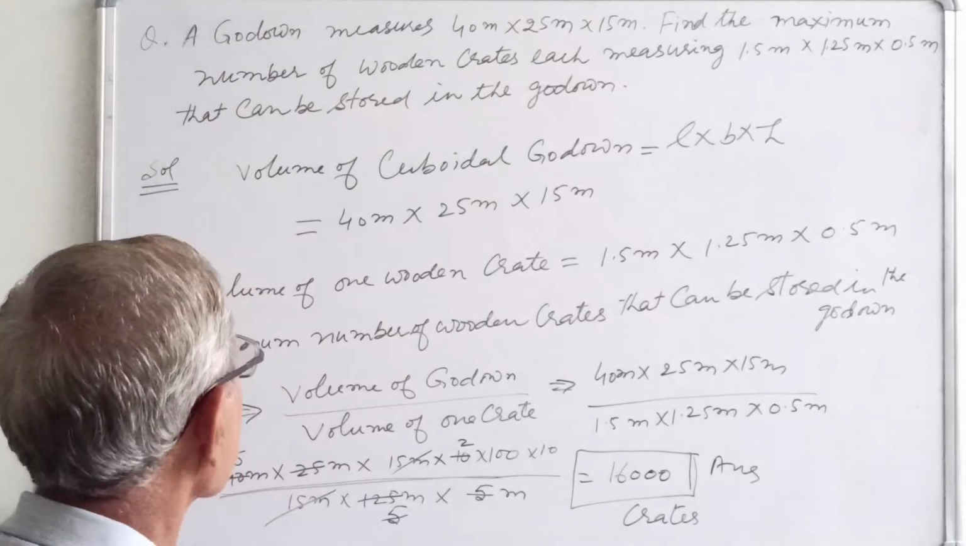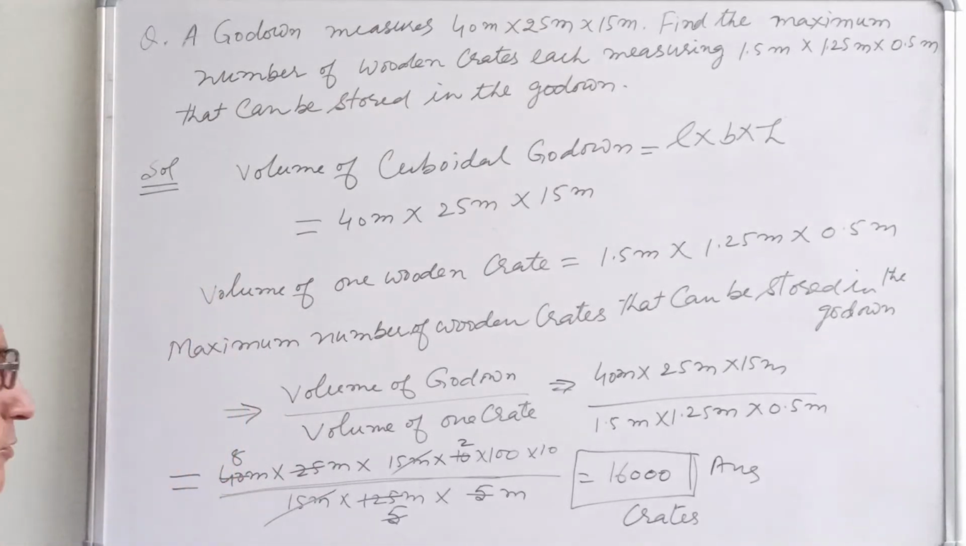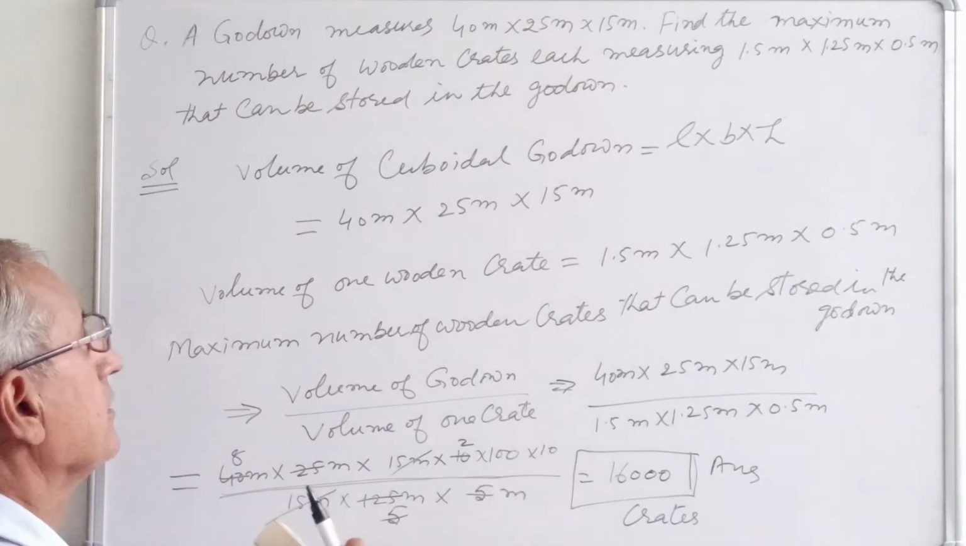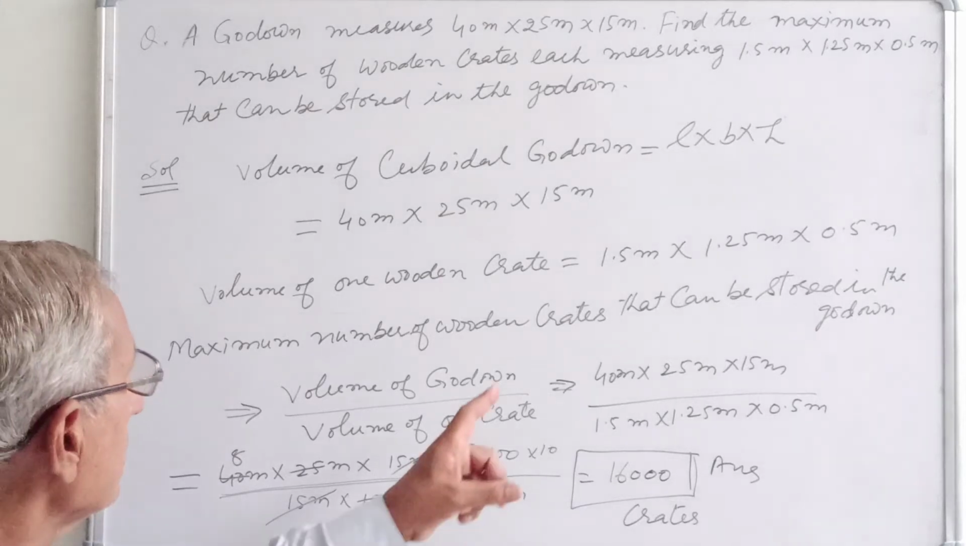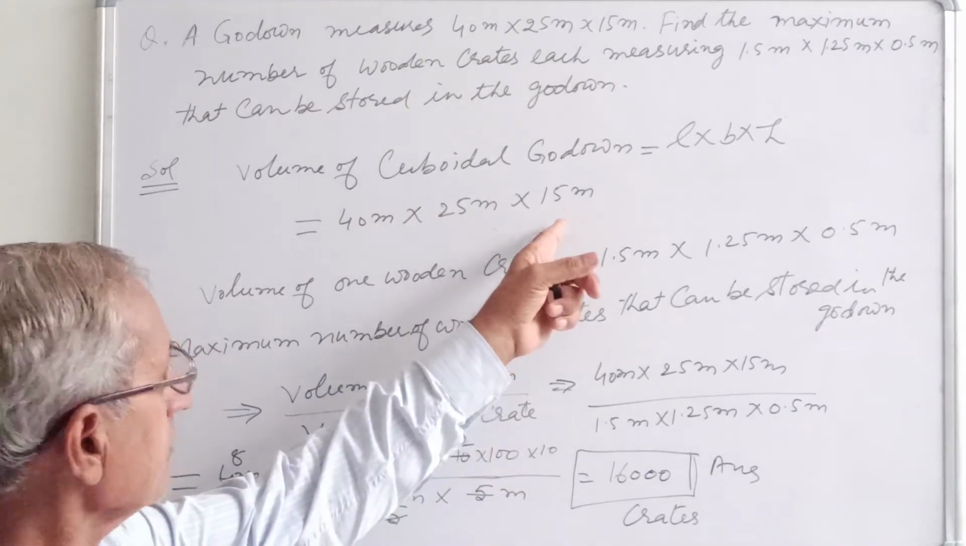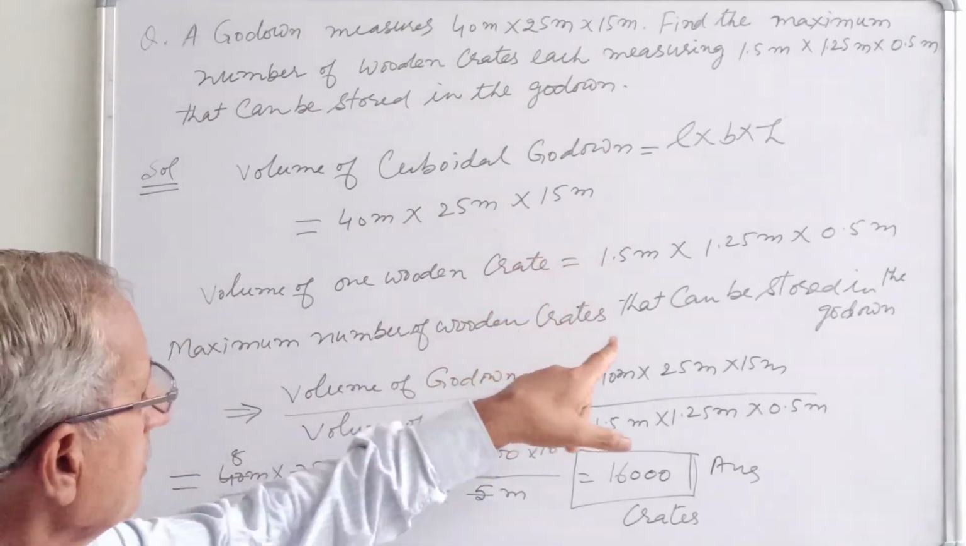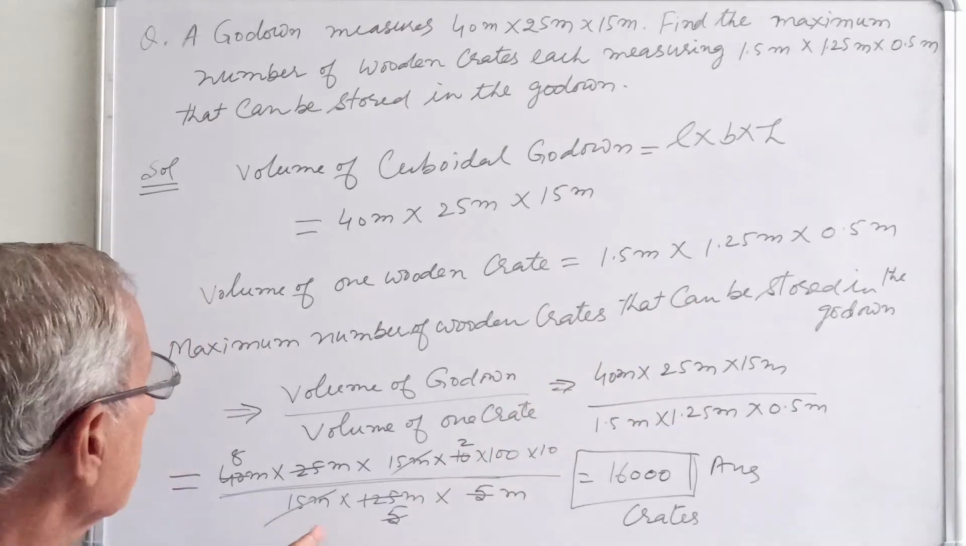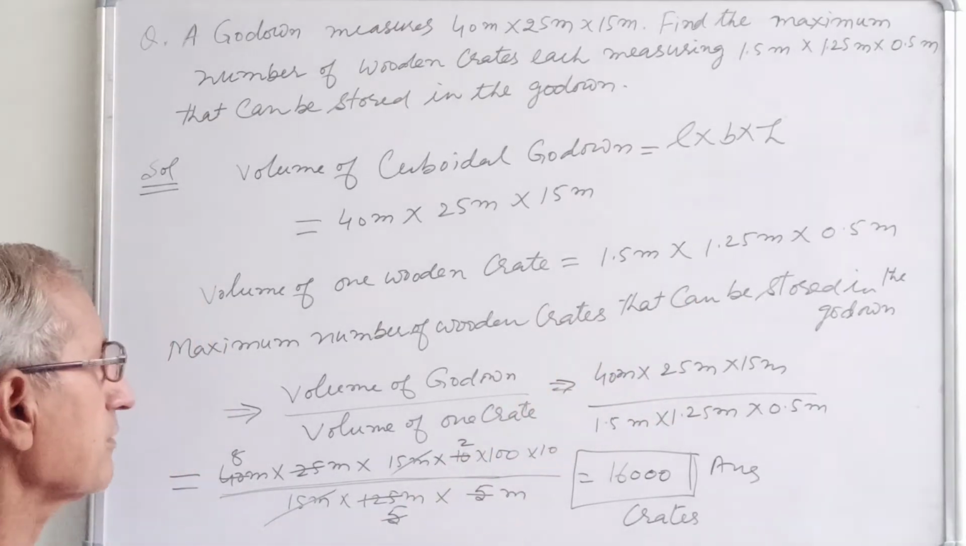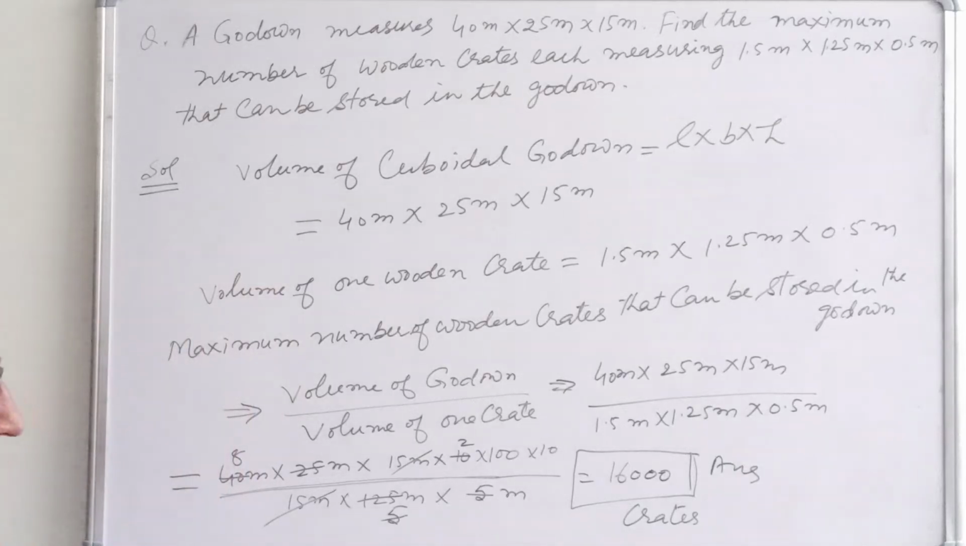A very simple question, nothing to be multiplied. Just write the volume of the godown and write the volume of one crate and divide them. So that will be the answer.